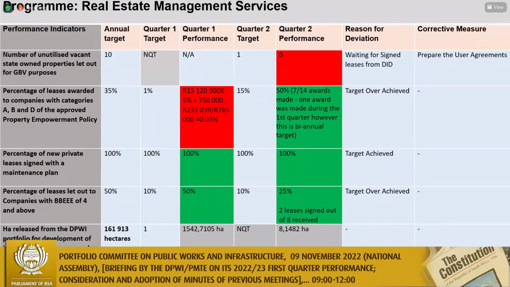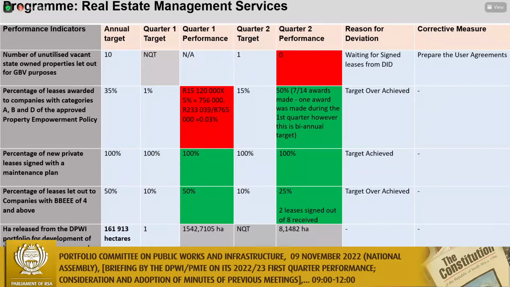We're looking at 35% annually, 1% in the first quarter, because we are also looking at the start of the financial year, or coming back from the previous financial year, to looking at how then do we best look at the leases that we conclude, and in what category of empowerment are they, and then we actually achieved a total of 0.03. We are very weak on that in terms of the empowerment policy. But as the processes unfold and we conclude on those lease agreements and the awarding of those leases, we are looking at projecting a positive outlook in regard to the empowerment of those landlords.